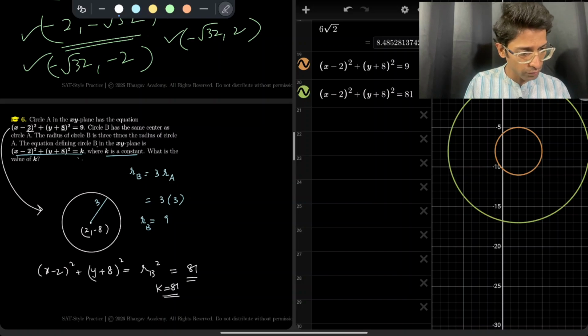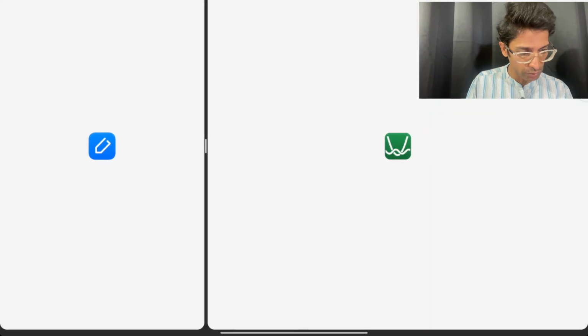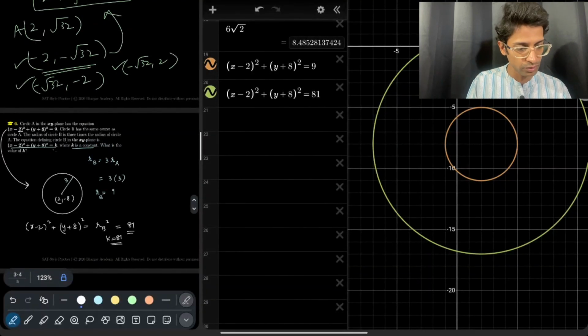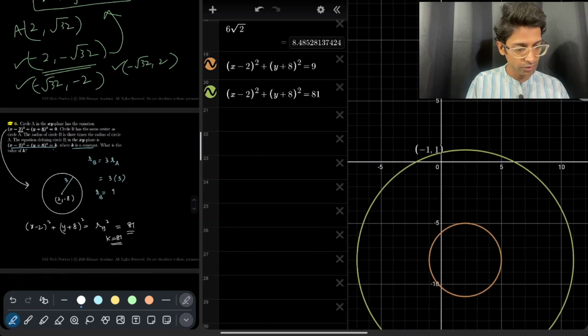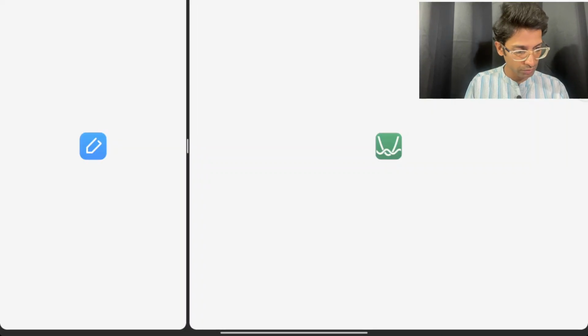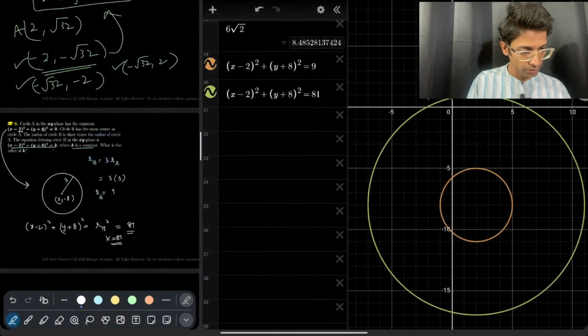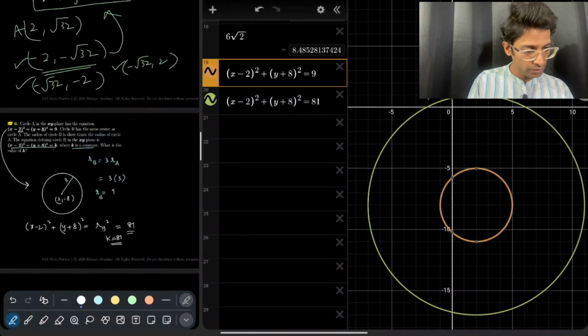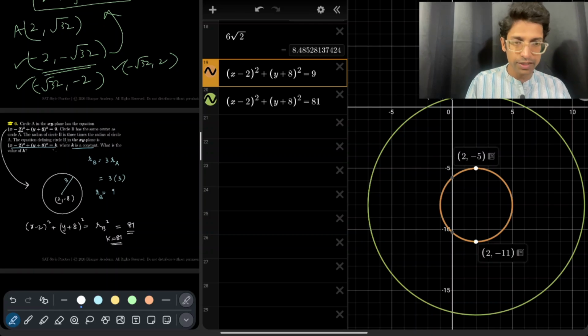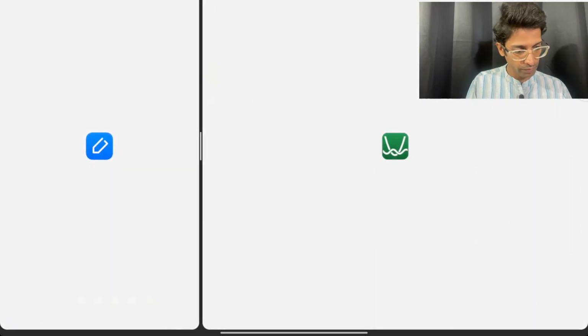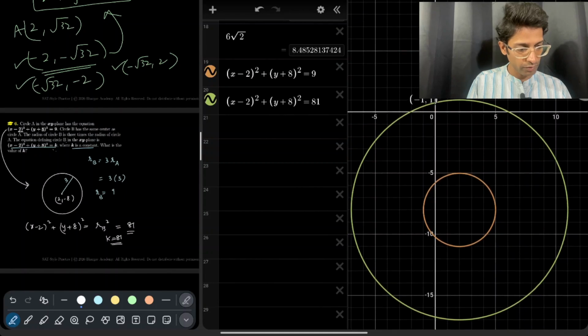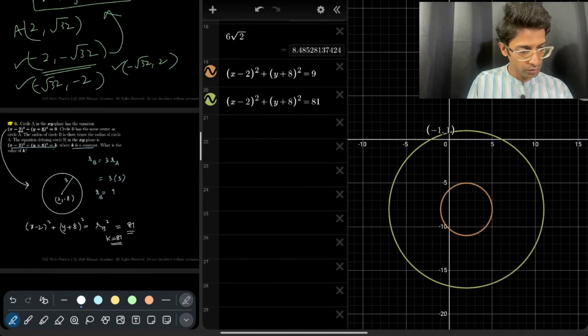If you want to visually verify this with Desmos, shall we do it? Shall we verify this on Desmos? Yes. Or are you happy that you got the answer? Okay, let's verify it. We have come this far, so let's do it. So let's take the smaller circle. We already know the radius of the smaller circle to be 3. Let's focus on the extreme points of the green circle.